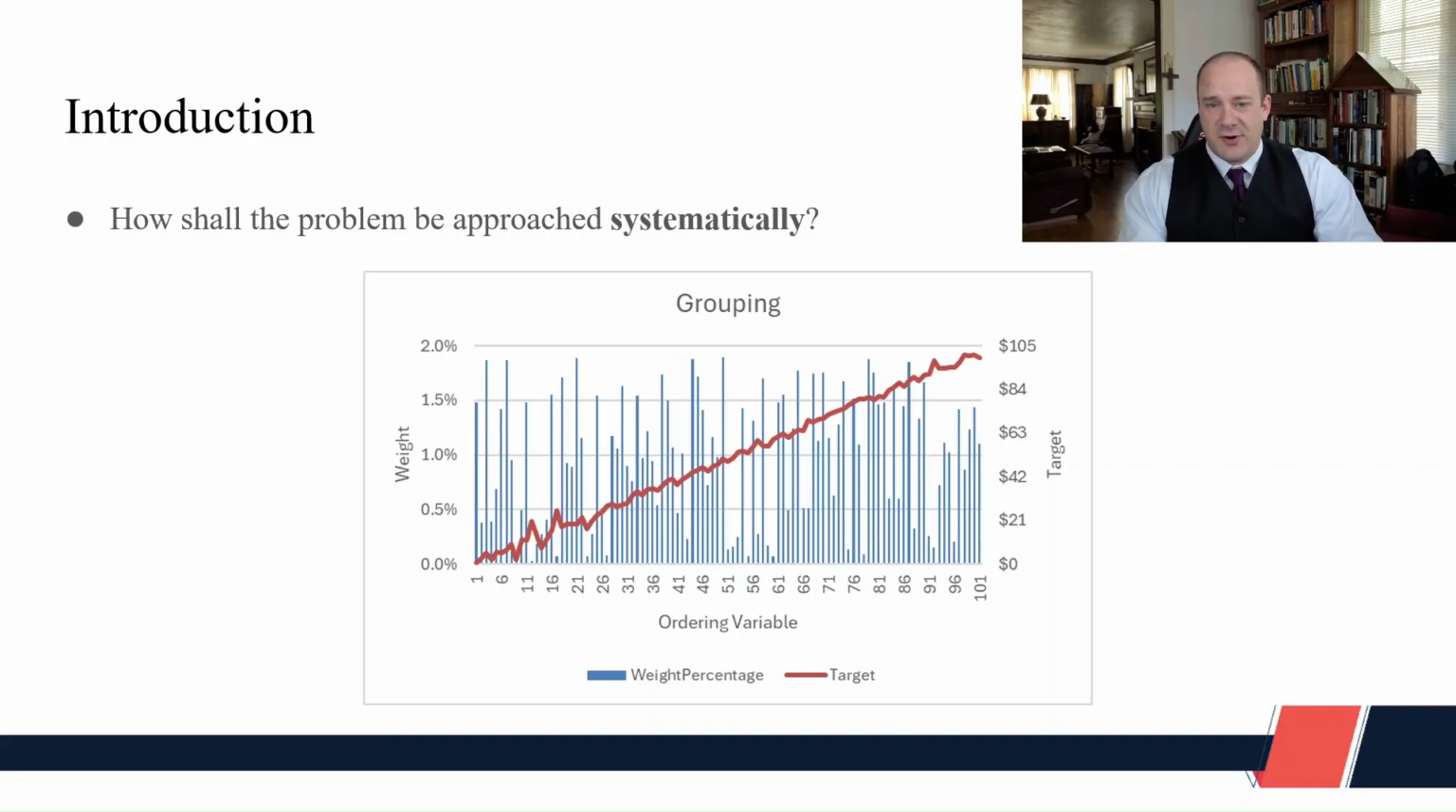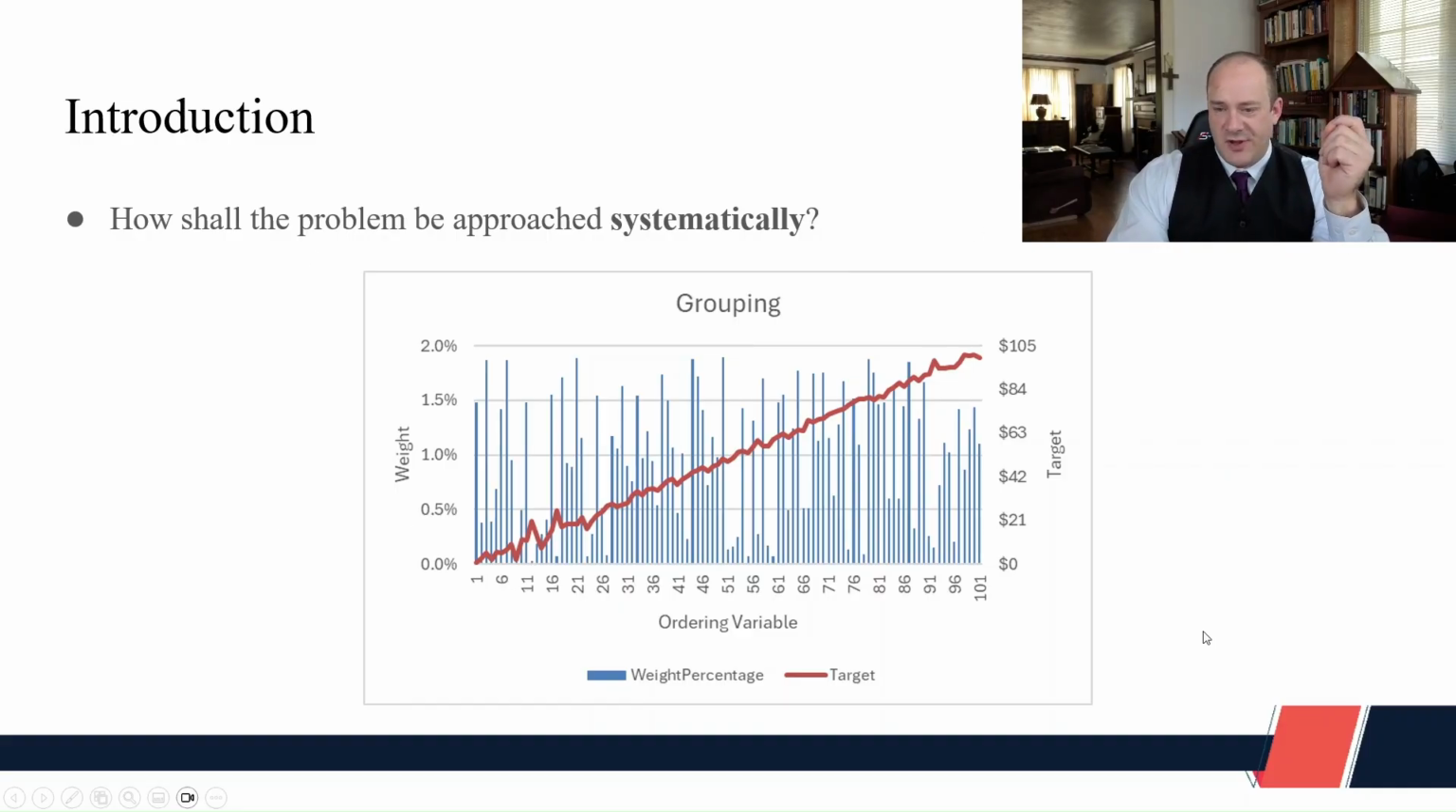So how do you solve the problem systematically in any reasonable way? And so this comes from a data set that I simply fabricated, and you'll see that in the code, which is publicly available on GitHub. How do you do this systematically?